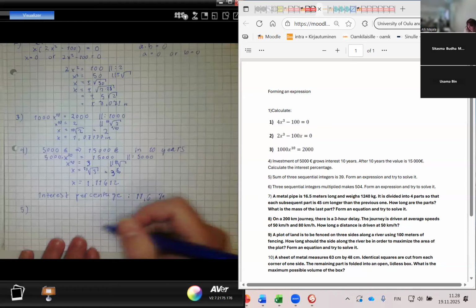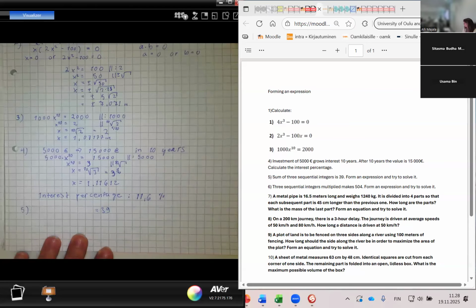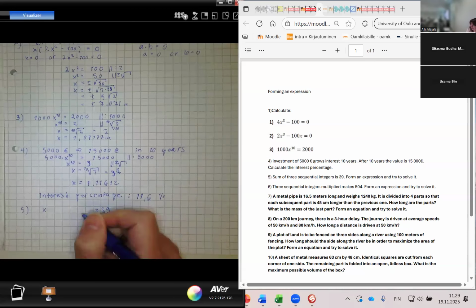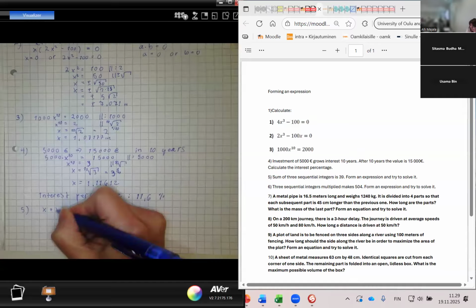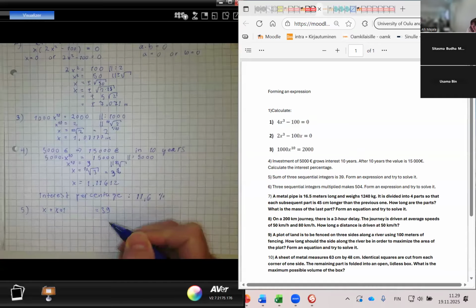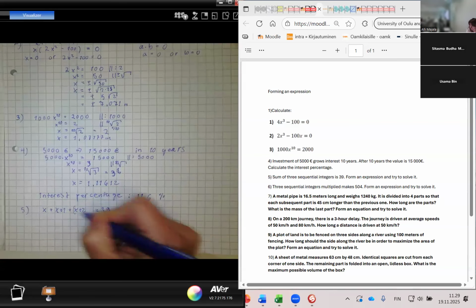Sum of something, three things is 39, yes. If it says that they are sequential, it means that they have to follow each other, yeah? So if you have one, then the next one has to be, so there's a sum and there has to be three of them. The next one has to be one greater, yes? And then the next one has to be two greater. So this would mean that they are sequential, yes?